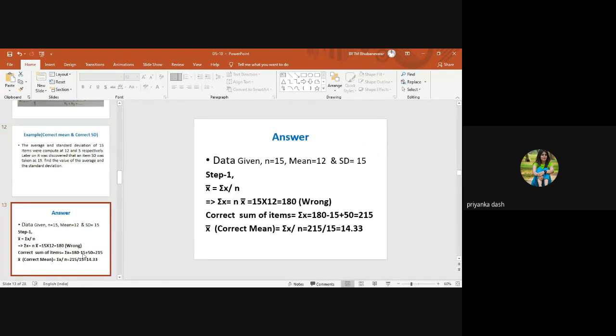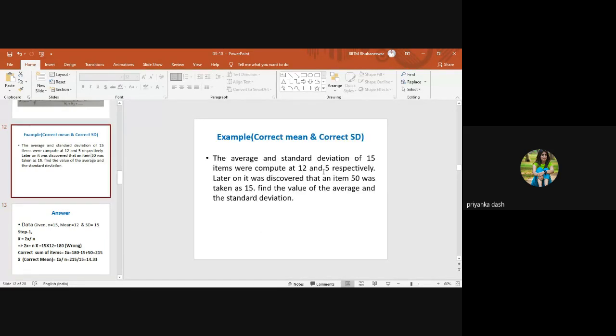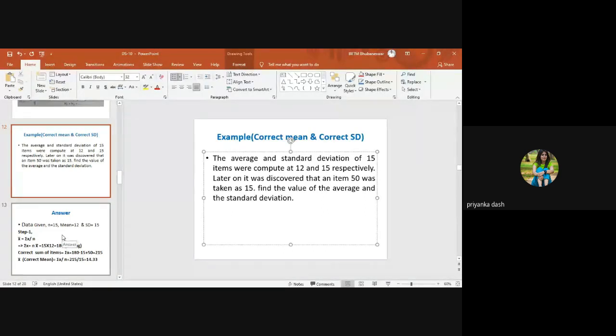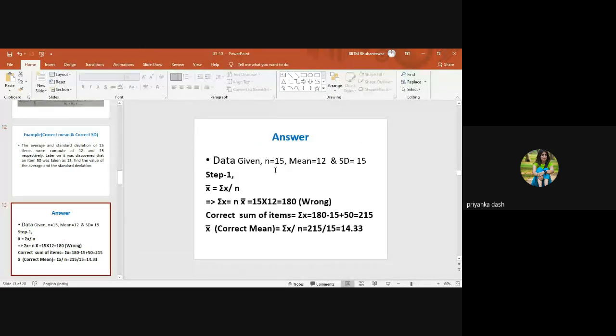As far as the first data is concerned, the number of items is given as 15. The mean value is 12. The standard deviation, let me correct here: it is 5, not 15. Yes, sir. In the first sentence, I just wrote the number of items, the mean value is 12, and the deviation is 5.